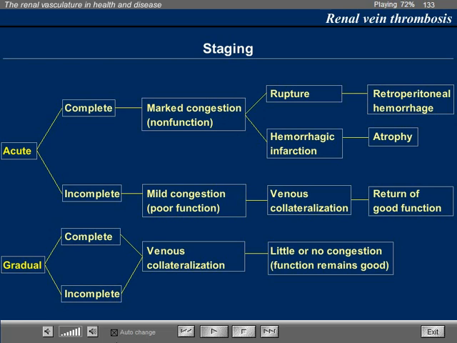The mild congestion can be seen accompanied by venous collateralization and return to good function, that is reversible of the process. The gradual obstruction, or so-called chronic renal vein thrombosis, can be complete or incomplete. We will always see expansion of the perirenal veins, that is a venous collateralization. And this is why the kidney will not enlarge or become atrophic, and why function will be preserved due to the effectiveness of the venous collateral circulation. So there will be little or no congestion, and structure and function will appear normal.